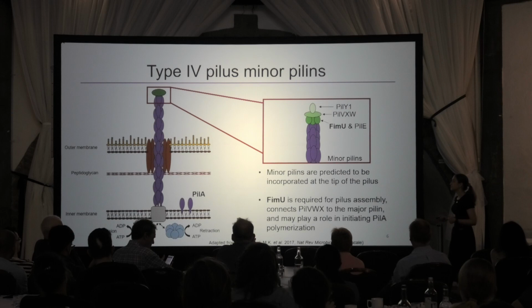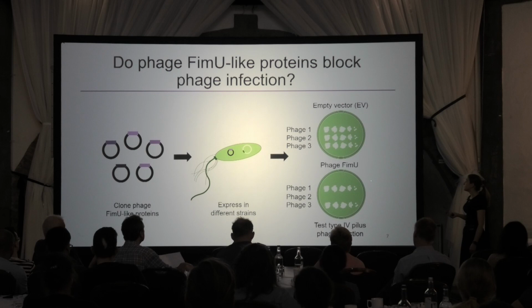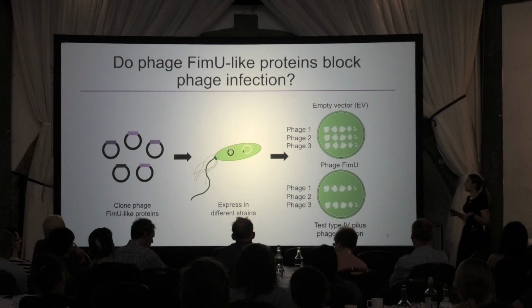So to first get an idea as to whether or not these phage FimU-like proteins are playing a role in superinfection exclusion, we cloned each of these proteins onto a plasmid and then expressed them in different strains of Pseudomonas aeruginosa. And I tested the ability of different type 4 pilus phages to infect strains that are expressing these phage FimU-like proteins. What we'd expect is that if these proteins are playing a role in mediating superinfection exclusion, when we express these proteins, we should see that some phages have decreased plaque efficiency relative to the empty vector control.